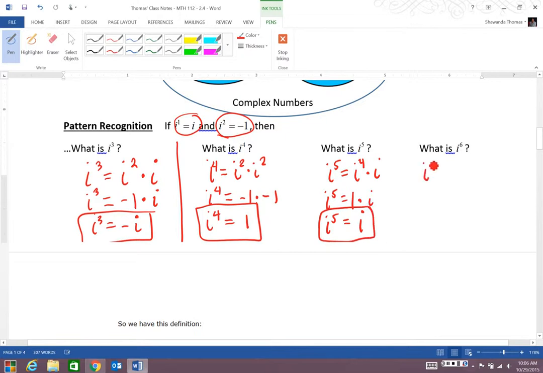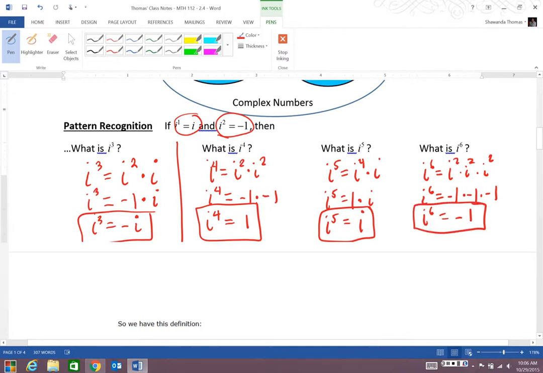Alright, i to the 6th. You can split it up in so many different ways. You can even split it up as i squared times i squared times i squared, because hey, that's i to the 6th. I know that i squared equals negative 1, times another negative 1, times another negative 1. So i to the 6th equals negative 1.